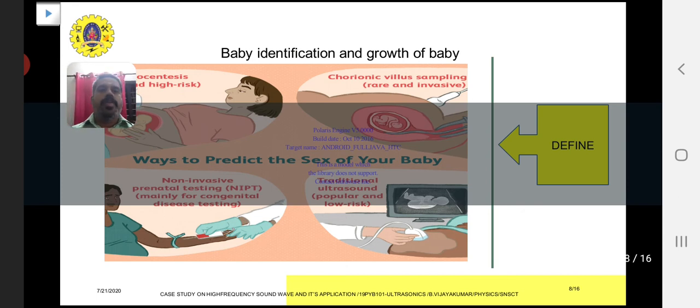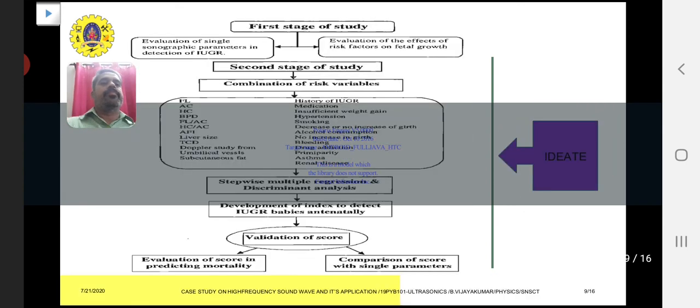ways to predict the sex of your baby. We know that the sex is not mentioned by the parents at the time of testing. So the ultrasonic is a popular and low risk method to identify the sex and the growth of babies. So that's why we used ultrasonics.